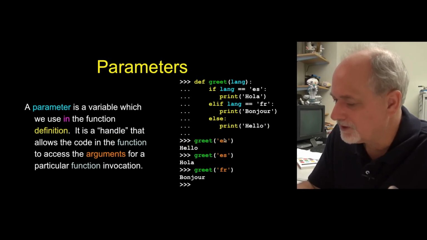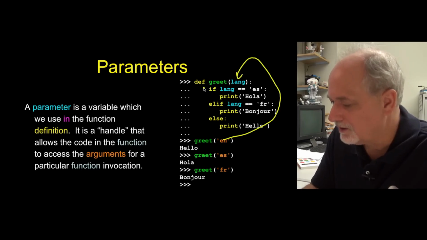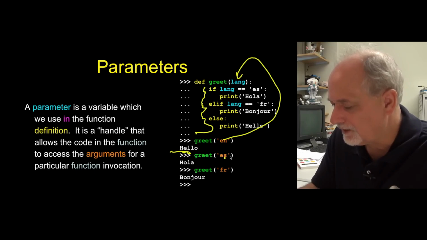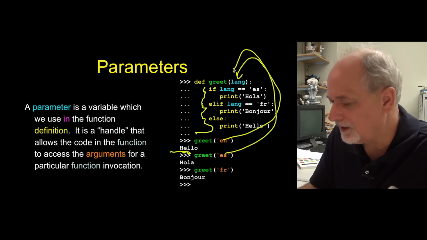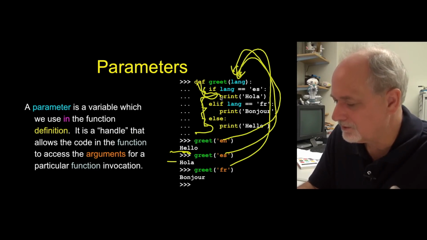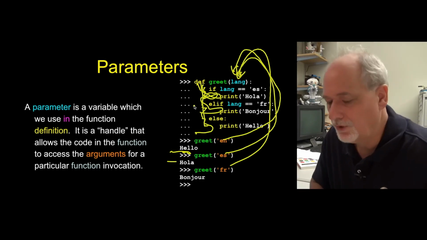Right, so en comes in as lang, we're coming in the code. If it's not es, it's not fr, else it prints hello, and then it comes back to the next line. And then we call it again, and this time es is lang, and so it runs this code and prints hola, and then next time it calls with this, and then it prints bonjour. You get the idea.